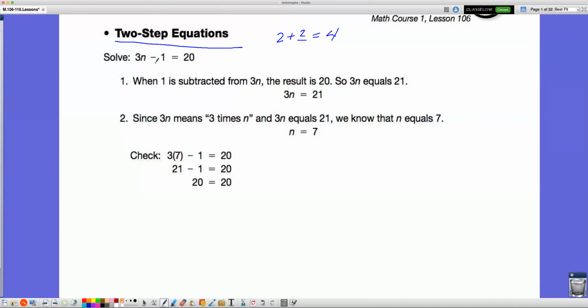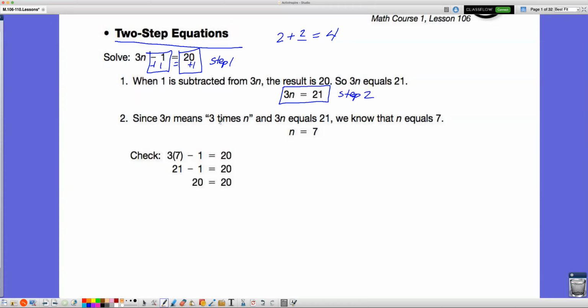In this case, you would end up adding 1 to this side, and because it's equal, we're going to add 1 here. You get this new equation, 3n equals 21. Now we're at one more step. So this was 2 steps. Here's the first step, that's step 1. And then here's step 2. So technically it's a 2-step problem.